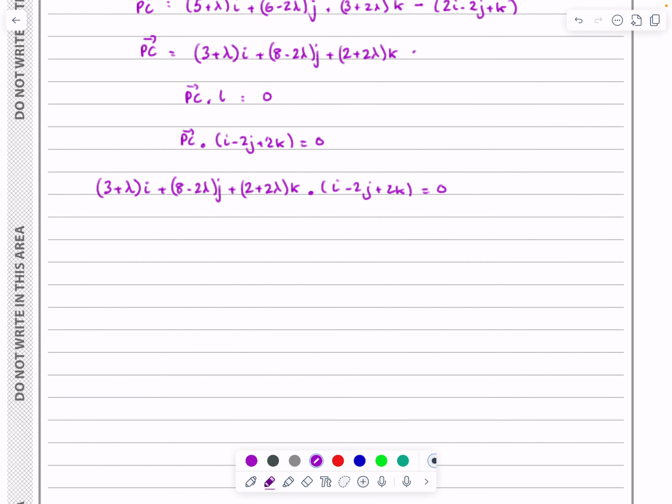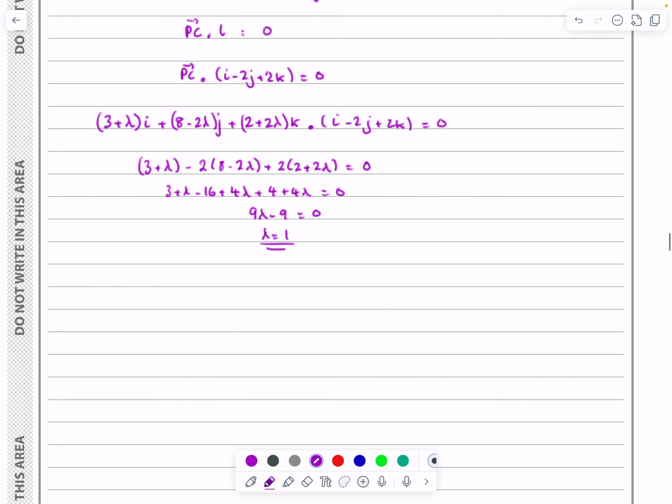So that's going to be multiplying the i's, 3 plus lambda, multiplying the j's together, minus 2 lots of 8 minus 2 lambda, and the coefficient of the k, 2 lots of 2 plus 2 lambda. All of that is equal to 0, so tidy that up. 3 plus lambda, minus 16 plus 4 lambda, plus 4 plus 4 lambda equals 0. Well, that gives me 9 lambda minus 9 equals 0. In other words, lambda is equal to 1.